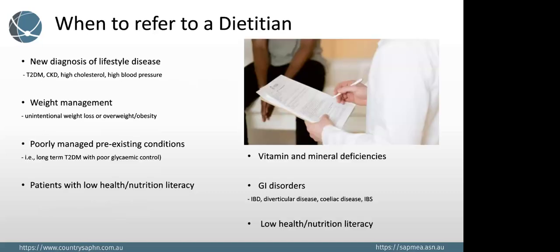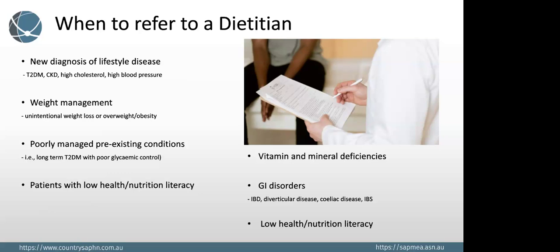Now, this is just touching on when to refer to a dietitian. So things we can help with, summarising: new diagnosis of a lifestyle disease, so things like metabolic conditions, type 2 diabetes, kidney disease, hypercholesterolemia and hypertension. Weight management, so again, unintentional weight loss like Mary, or someone who's overweight and obese wanting to lose weight. Poorly managed pre-existing conditions, so someone with type 2 diabetes for 10 years, but it's suddenly gone bad. They were very controlled for a long time, but they need extra help now.